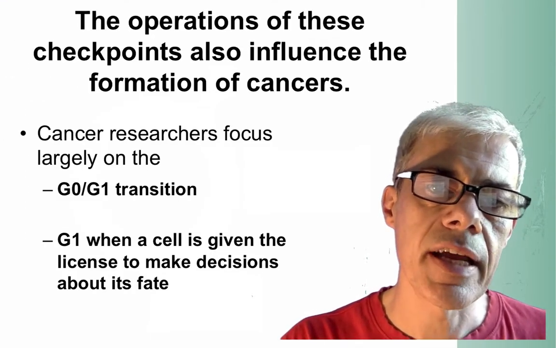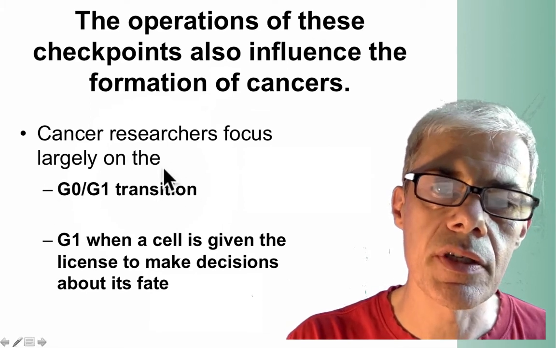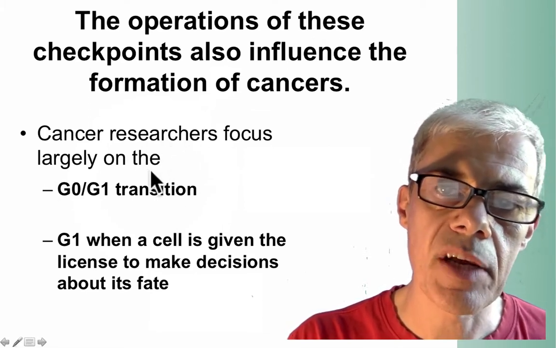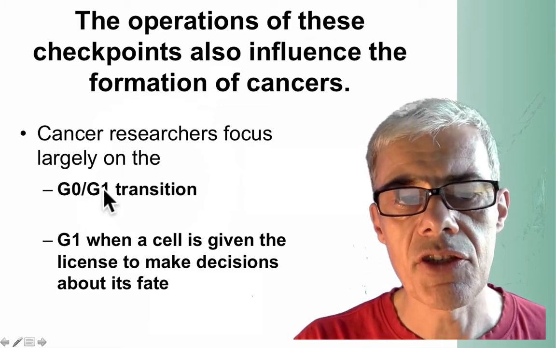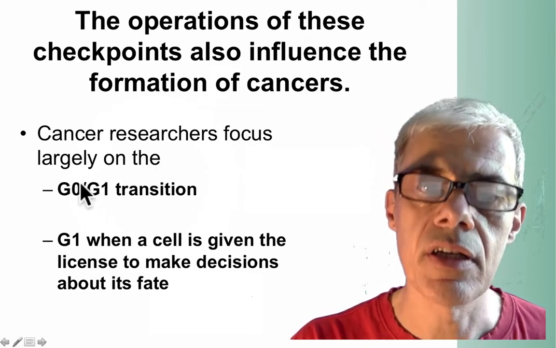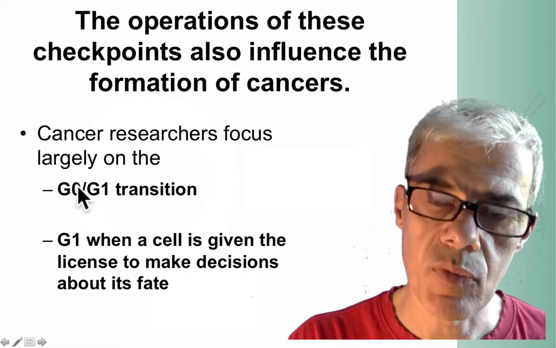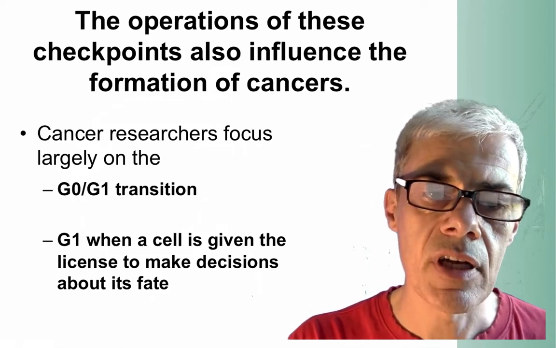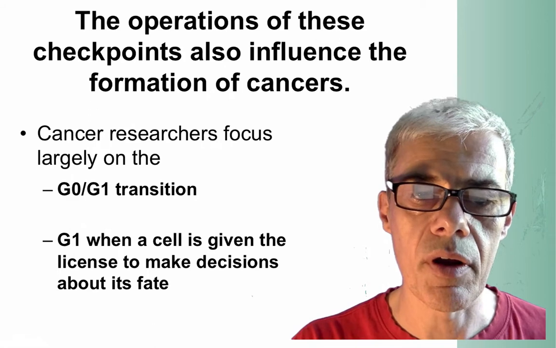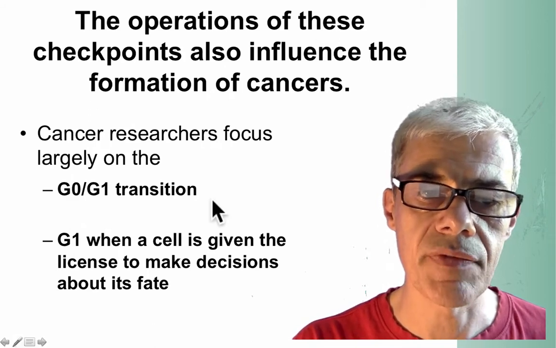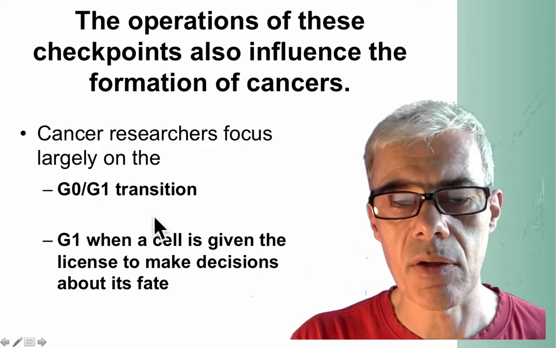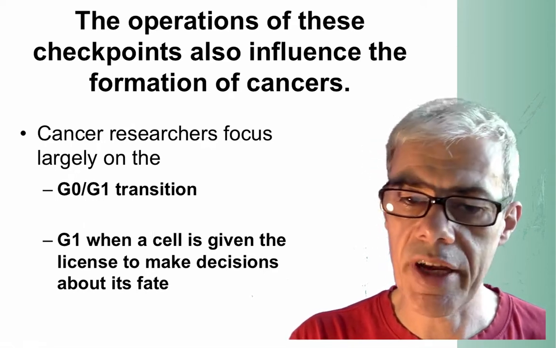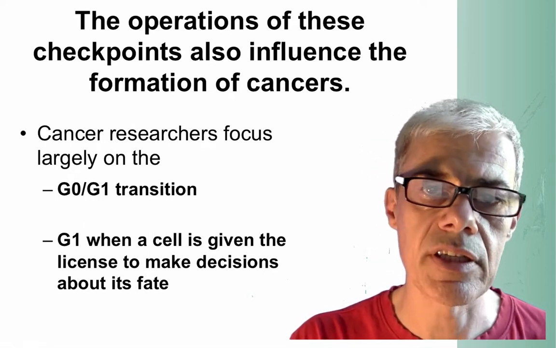So as I was saying, cancer research often focuses on these checkpoints or transition points. Typically the entry into G1 from a quiescent stage is an important checkpoint that's been researched, and also the checkpoint in G1 prior to entering S phase is also an important checkpoint. And typically in cancer cells, they've lost their ability to regulate these checkpoints in the cell cycle.